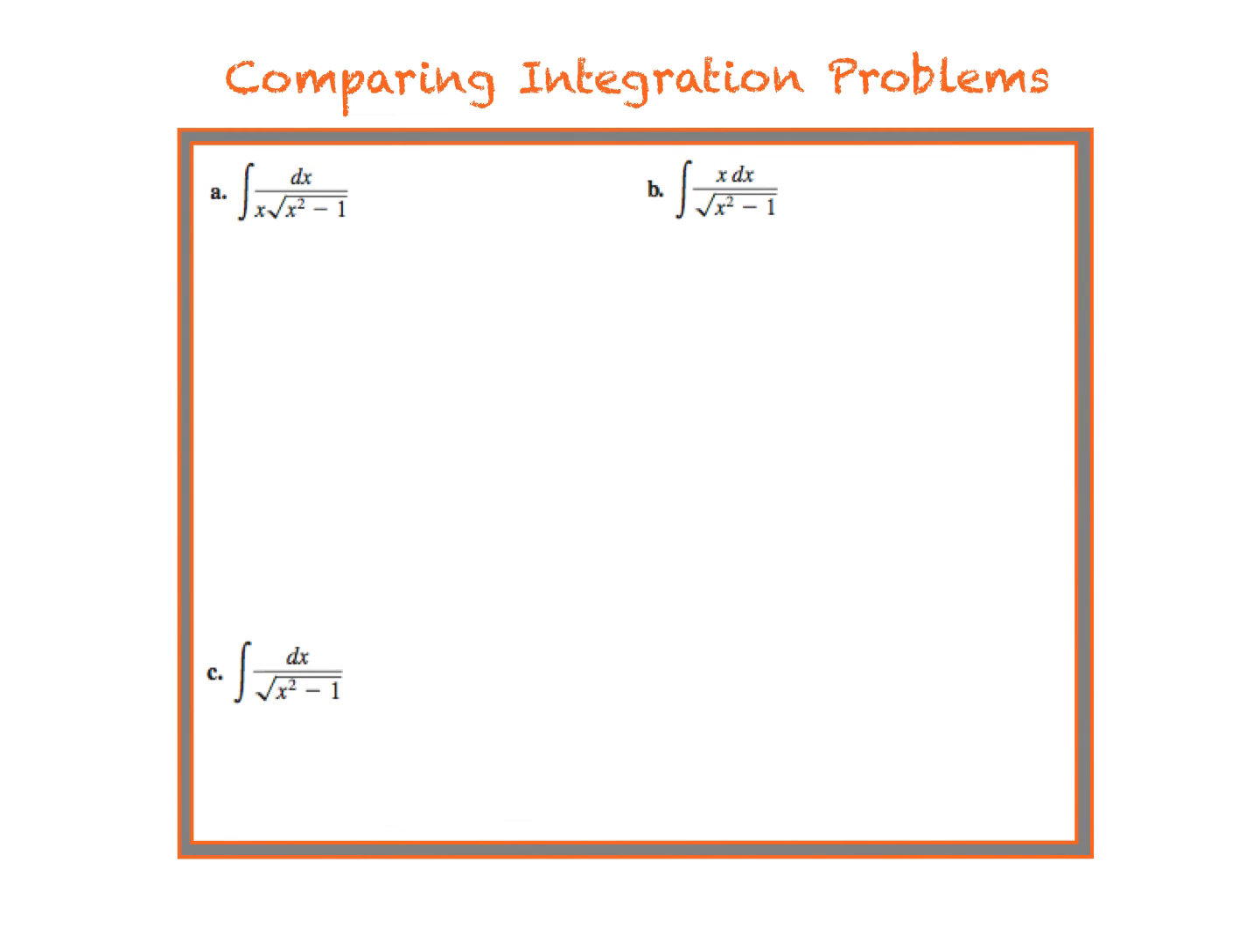All right, let's look at this first one. We have the integral of dx over x square root x squared minus 1.